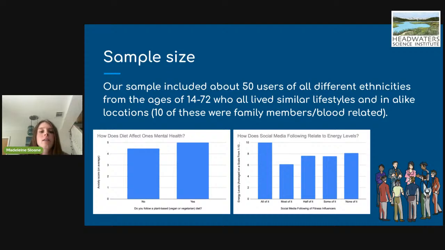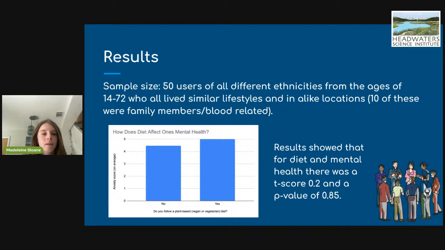My sample size included about 50 users of all different ethnicities, from the ages of 14 to 72. Most of them lived similar lifestyles and in alike locations. 10 of these were family members or blood related, so I didn't have the widest variety of people when it came to location and lifestyle. For the most part, they were from where I live, which is a mountain town. A lot of people are very active and outside a lot.